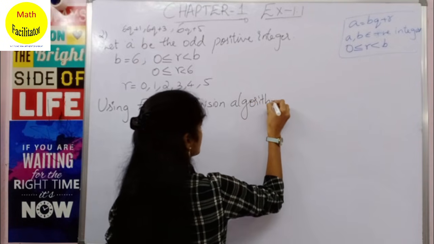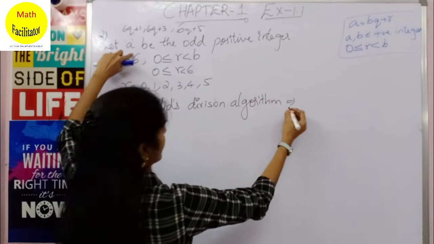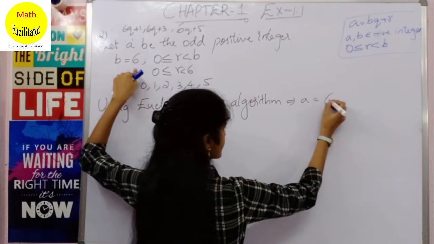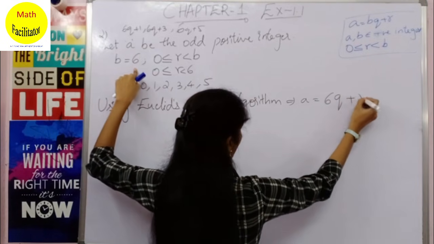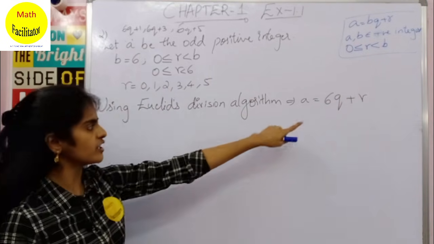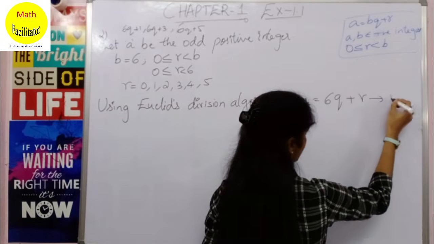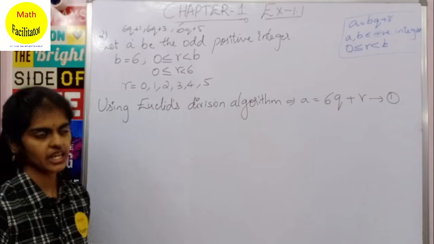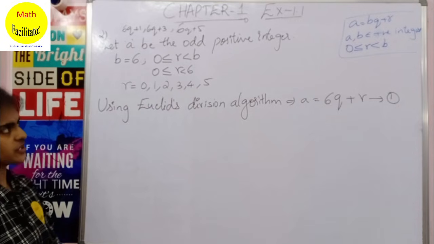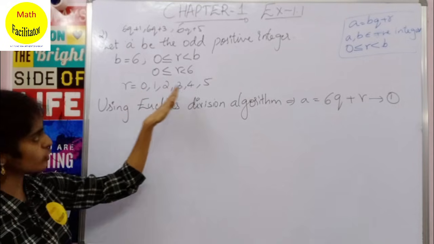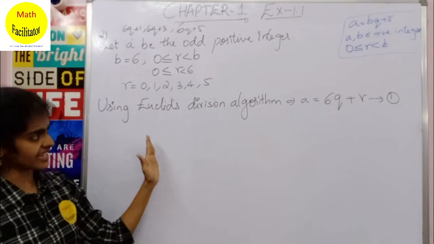Using this, you can write a is equal to, what is b? B is 6. So 6q plus r. The b value you have as 6. So a equal to bq plus r, and you will take this as equation 1. Now we will take various cases of r. You see r is from 0 to 5, so you will take various cases of r.